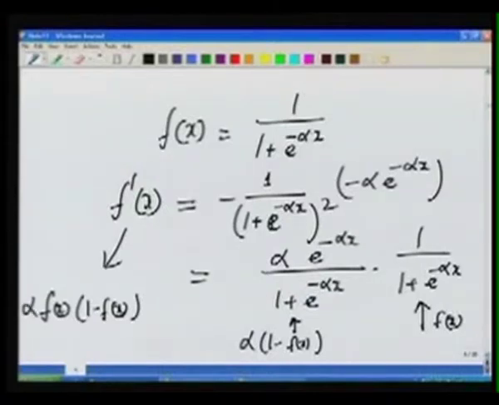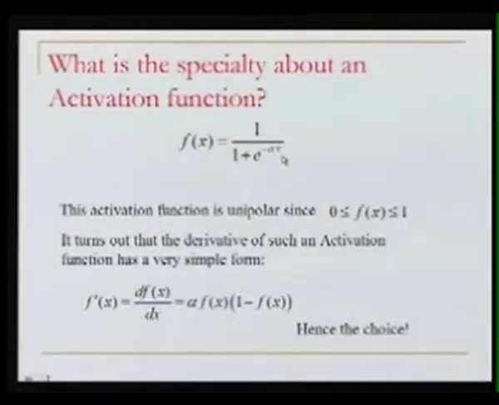So, although it is a nonlinear function, its computation is very simple because it is in terms of f(x). That is the speciality of this activation function. So, we derived for f(x) equal to 1 upon 1 plus e to the power minus alpha x, which we call a sigmoid function. For this sigmoid function, we showed that f'(x) is alpha f(x) into 1 minus f(x).